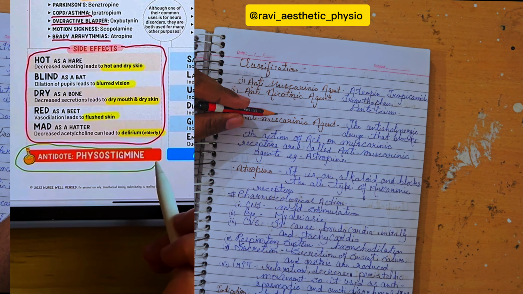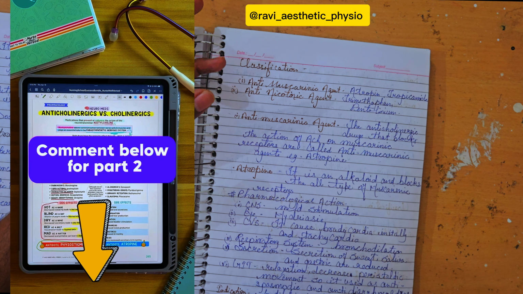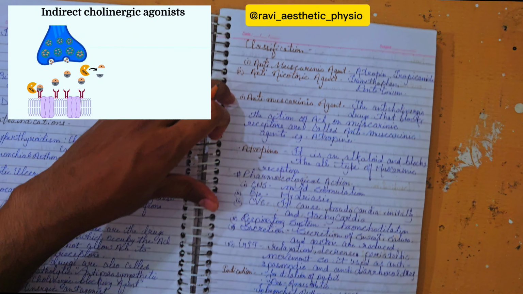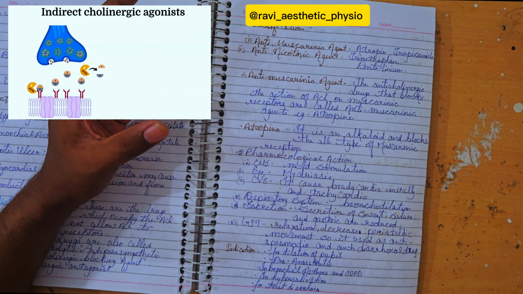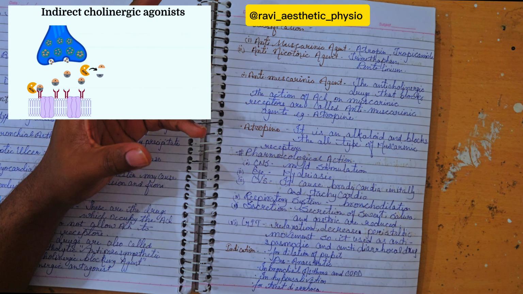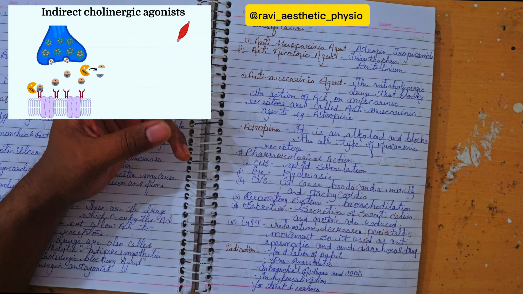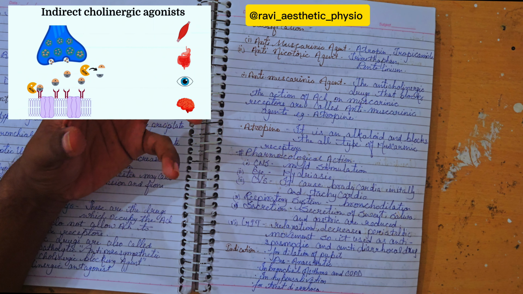An anticholinergic drug that blocks the action of acetylcholine on muscarinic receptors is called an anti-muscarinic agent. Example: atropine. Atropine is an alkaloid and blocks all types of muscarinic receptors. Now let's study the pharmacological action: what happens after you have taken atropine?